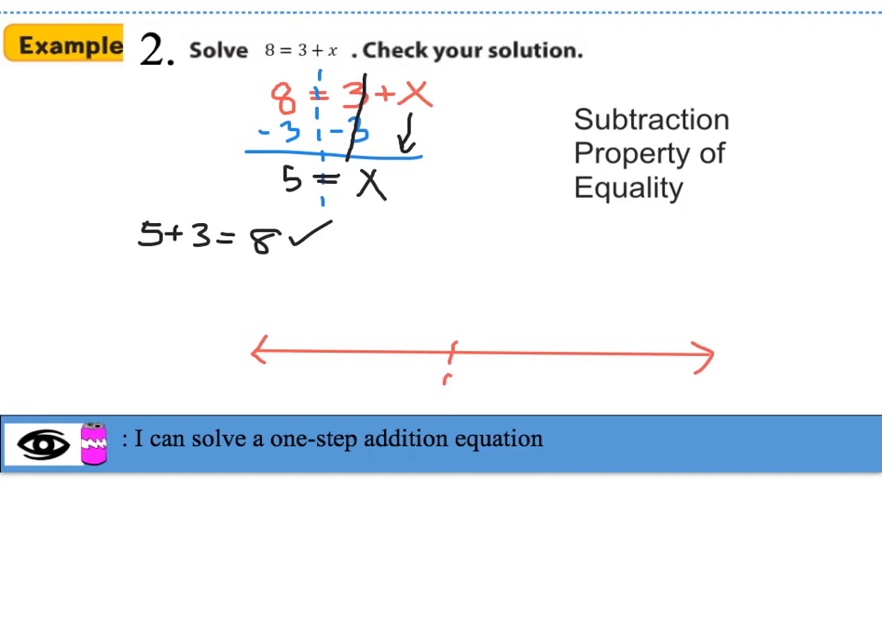Let's start with 0 in the center, and since our answer is positive 5, I'm going to go to the positive region and identify positive 5 right here, and I'm going to identify it with a solid circle because that is the only number that can make this equation true.